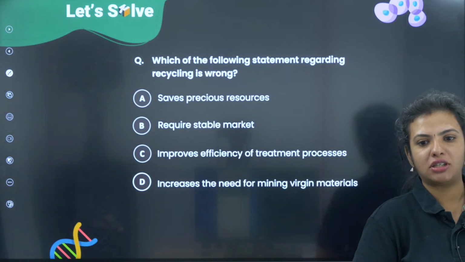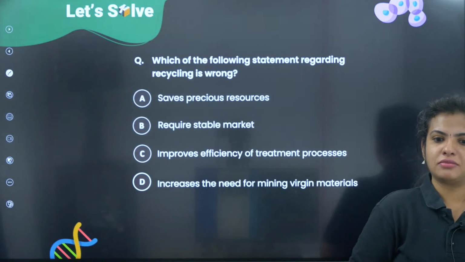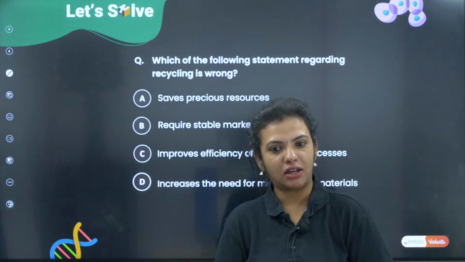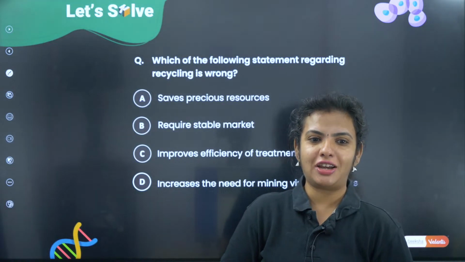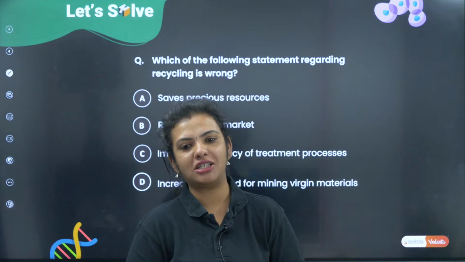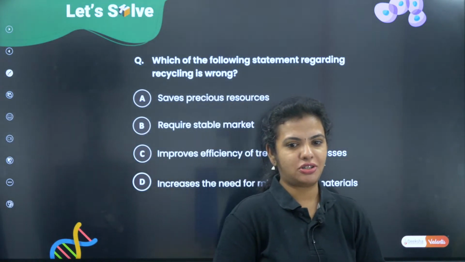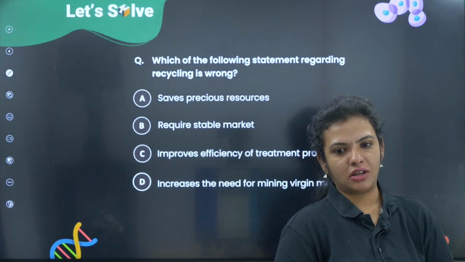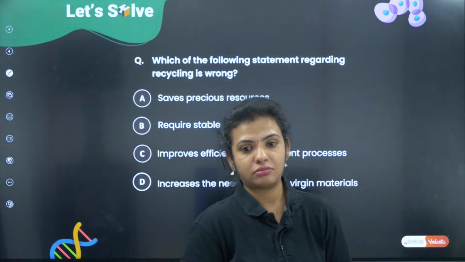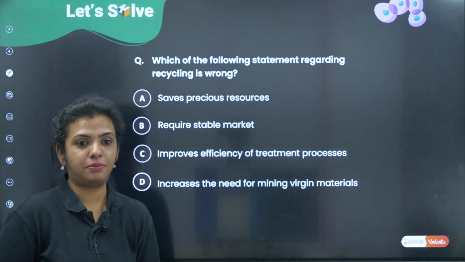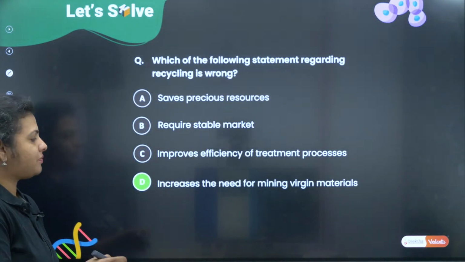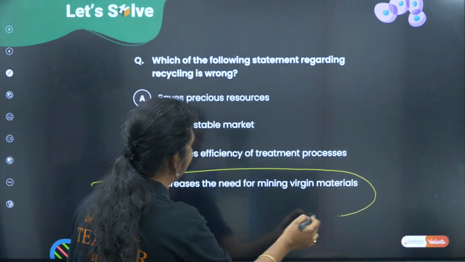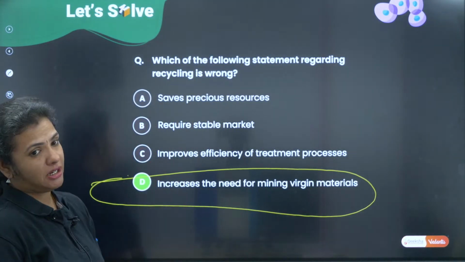Okay, so Sumukh is asking me, is it C, ma'am? Gautami says B. Netra says D. So the only left out option is A now. Nobody has given A, saves precious resources. Okay, so we have different options being given by different people. So the answer is increases the need for mining virgin materials.